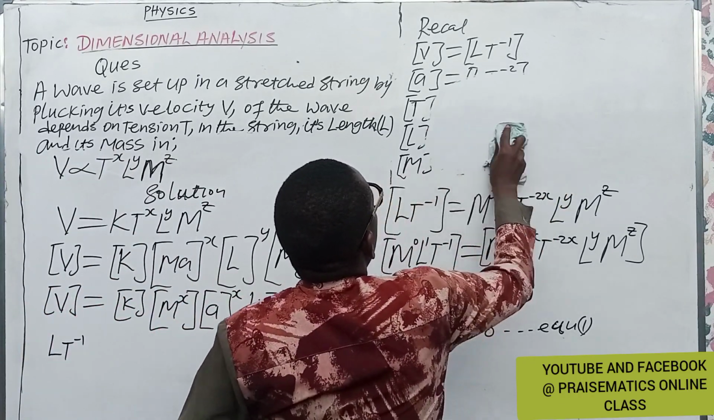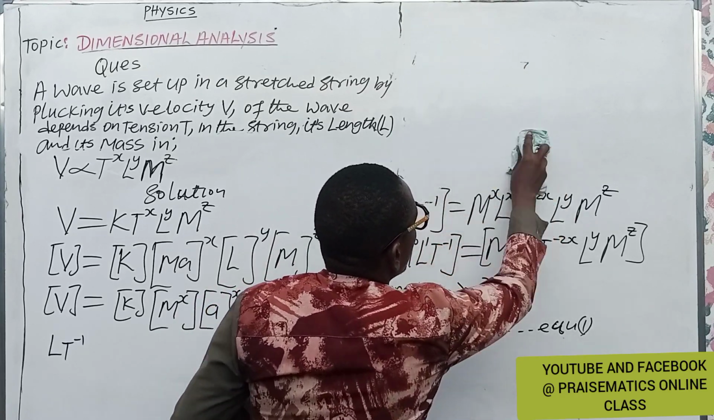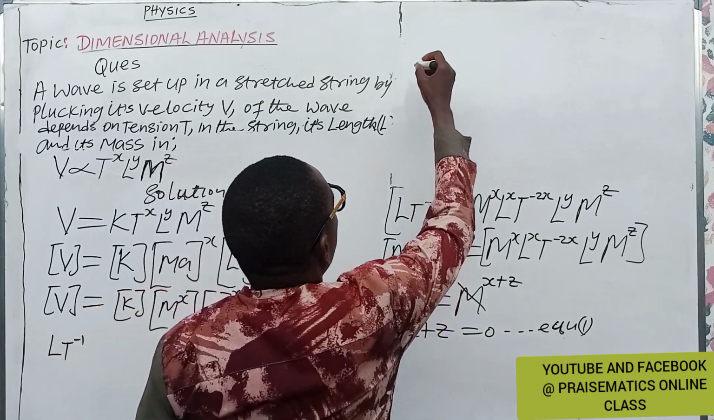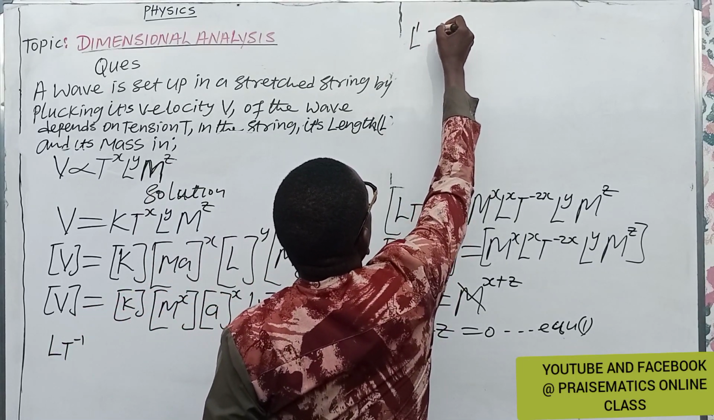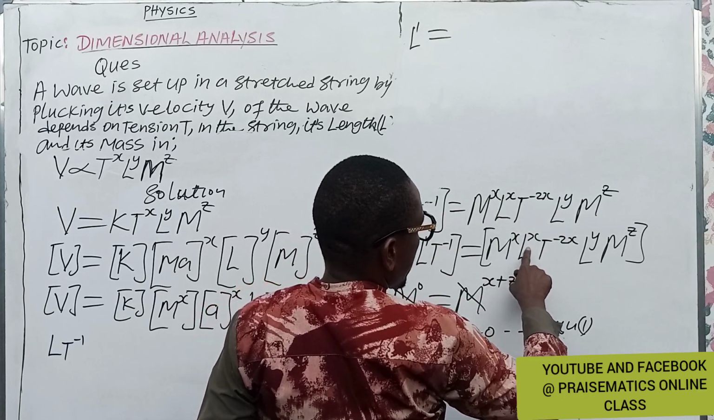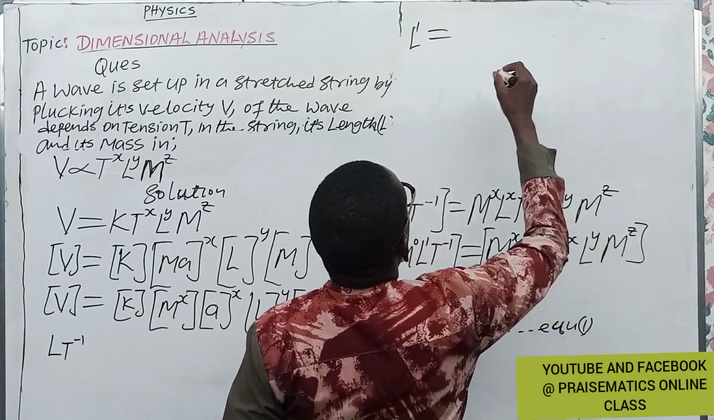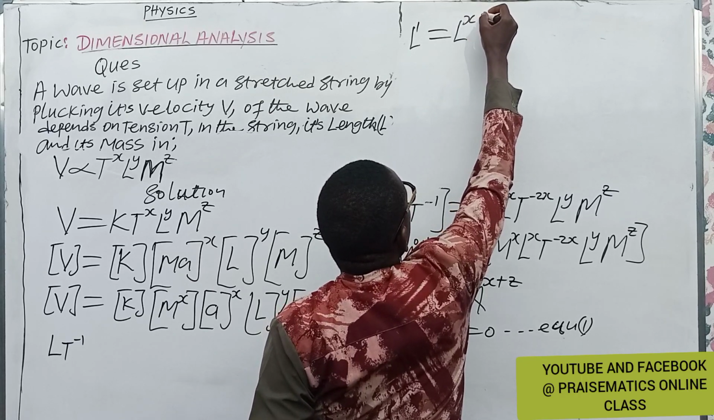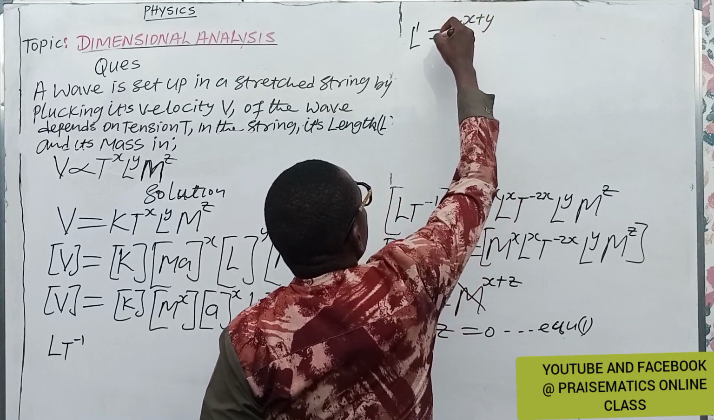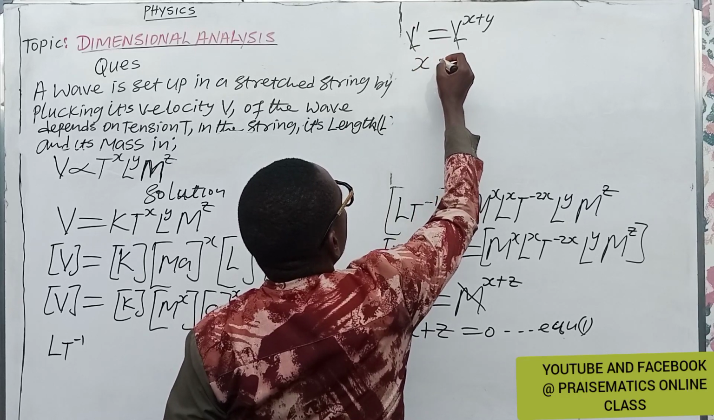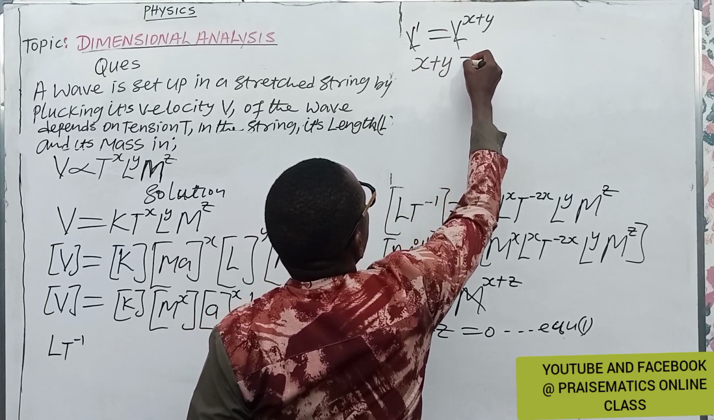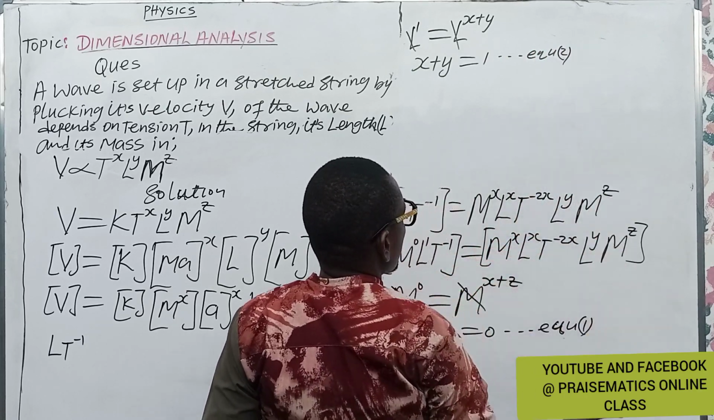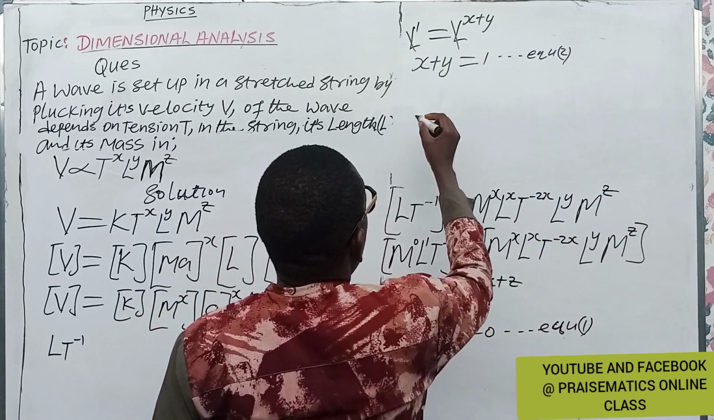Okay, having done that, equation 1. So now let's pick L. L raised to power 1 is equal to L here, L here. Do we have any other? We have L raised to power X plus Y. This will cancel this. Now we have that X plus Y is equal to 1. Equation 2.